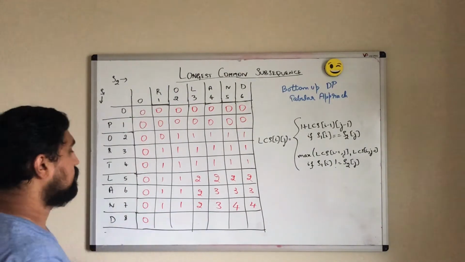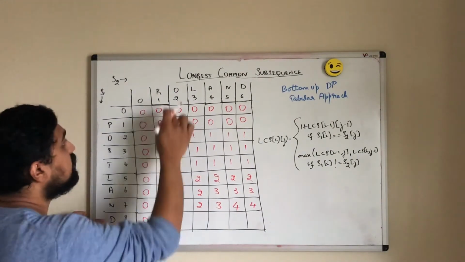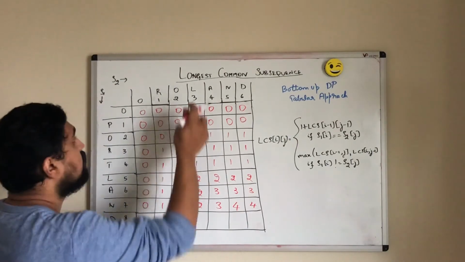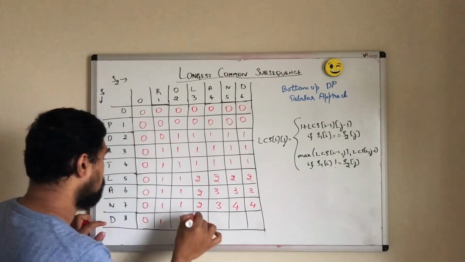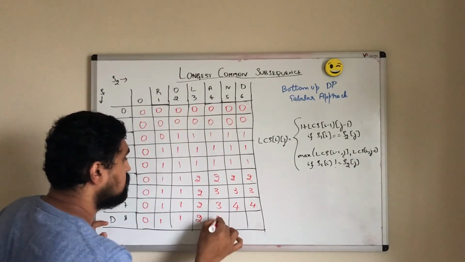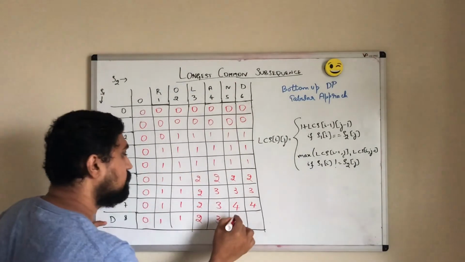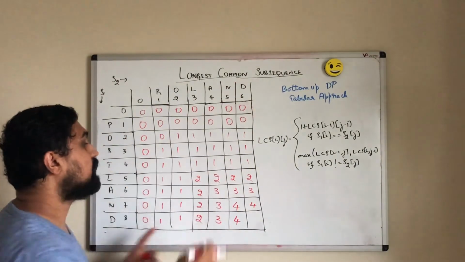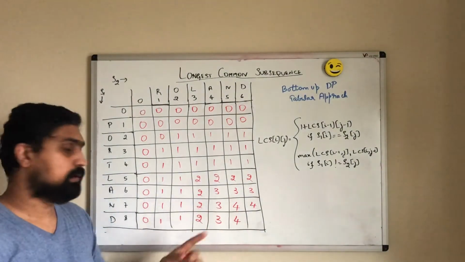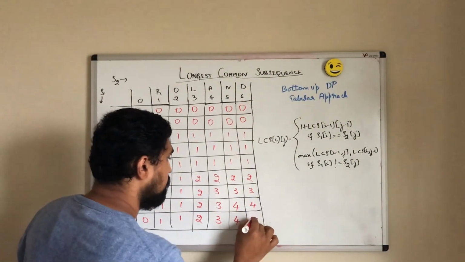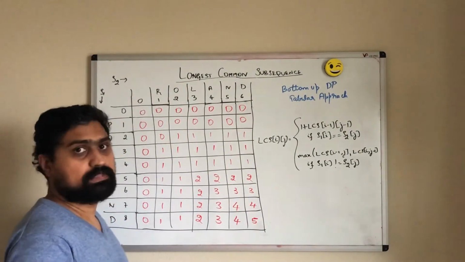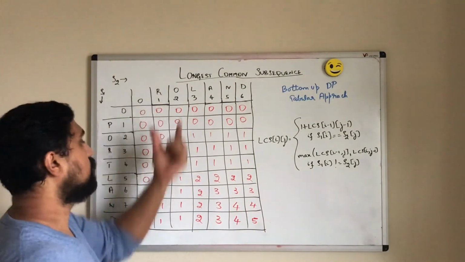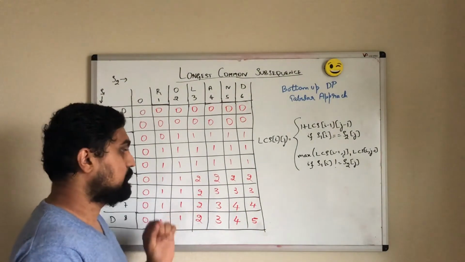D and R, they do not match, so this is 1. D and O, they do not match, this is 1. D and L, they do not match, this is 2. D and A, they do not match, this is 3. D and N, they do not match, this is 4. D and D, they match, so the value here is 1 plus the element in the diagonal, so this is 5. So the length of the longest common subsequence between strings Portland and Roland is 5. So this is the expected output.